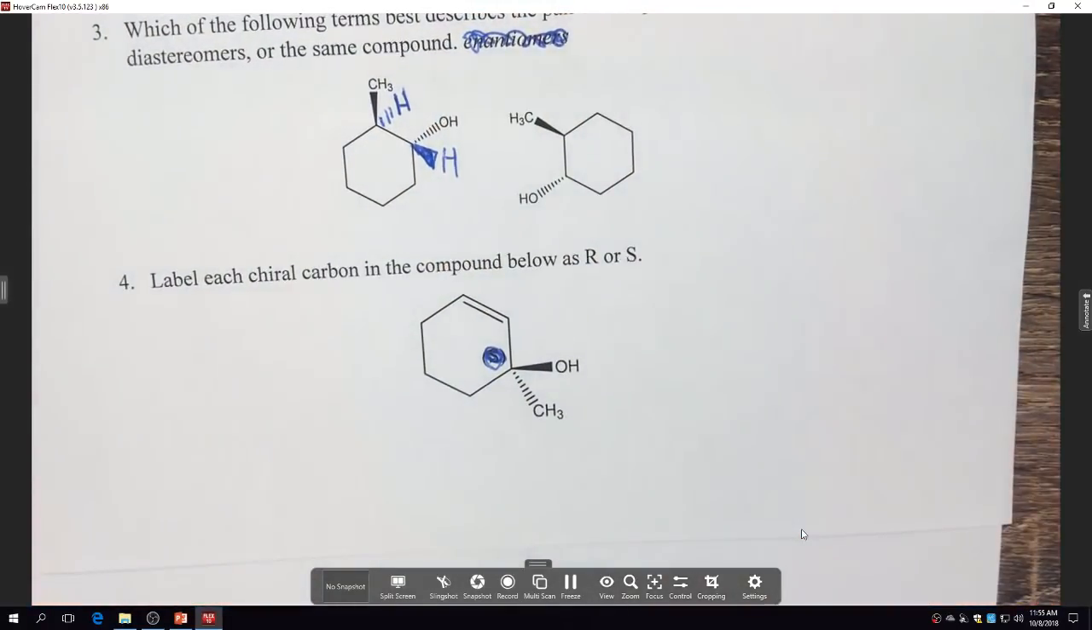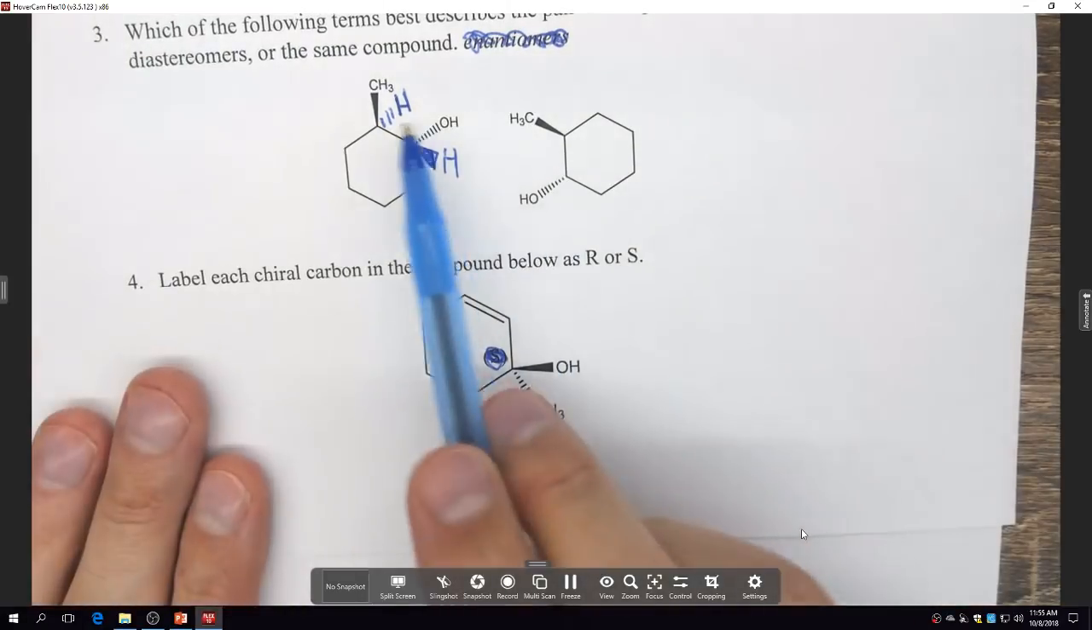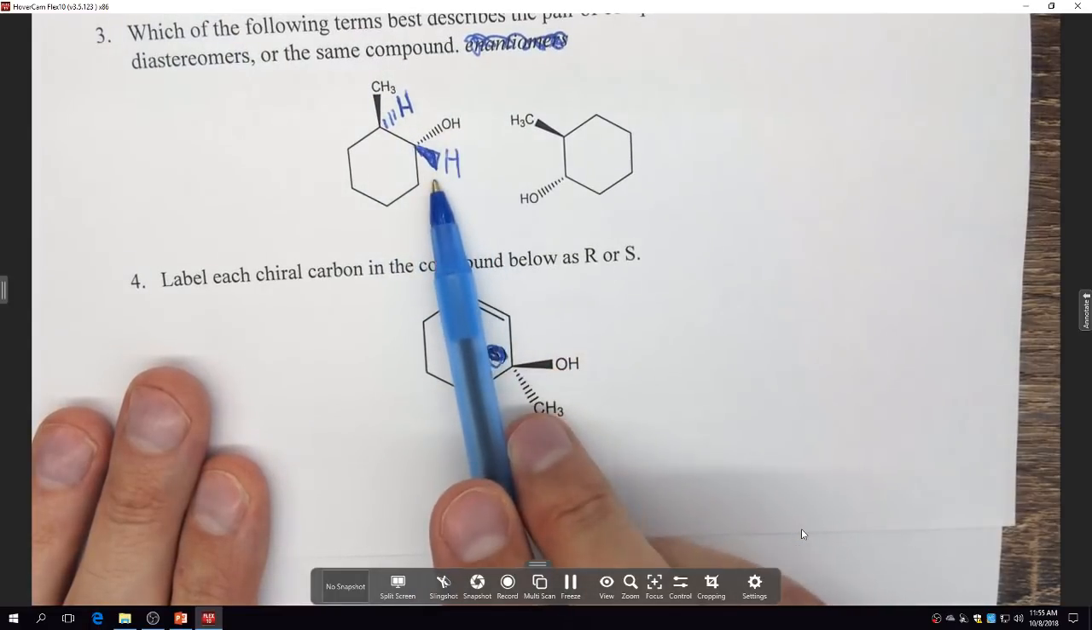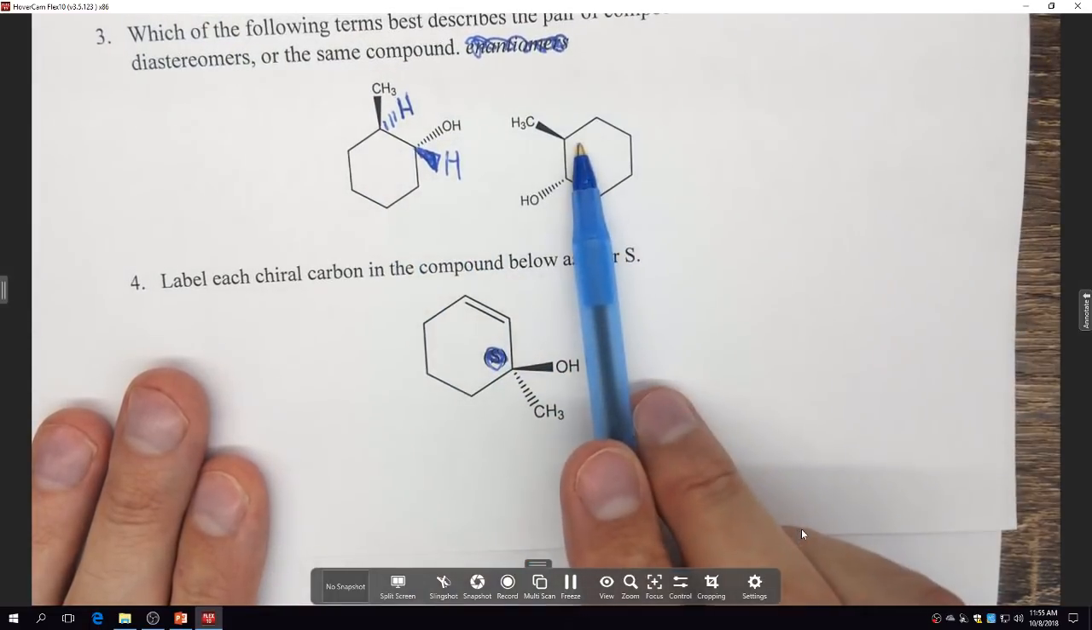Okay, so that is basically that. Now, in order to solve this problem, believe it or not, it's kind of a lot of work. What we need to do is figure out whether this is R or S, and whether this is R or S, and then compare it to this one. So that's basically what we're attempting to do here.